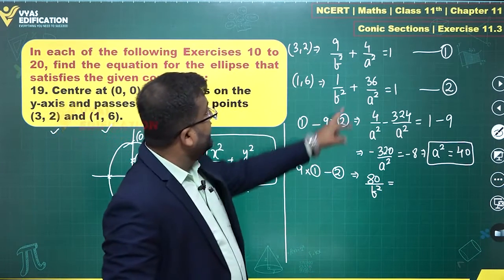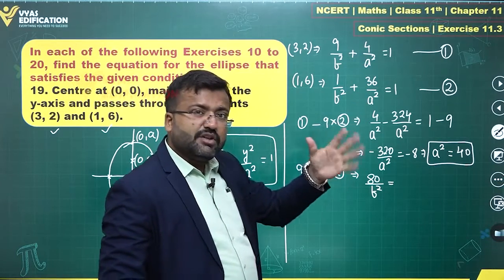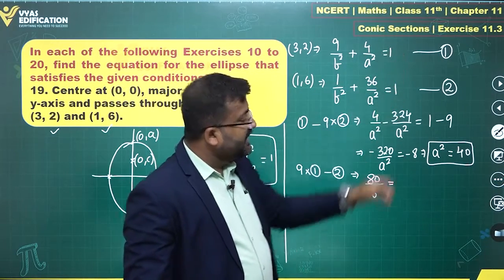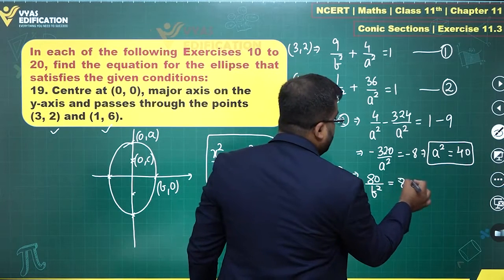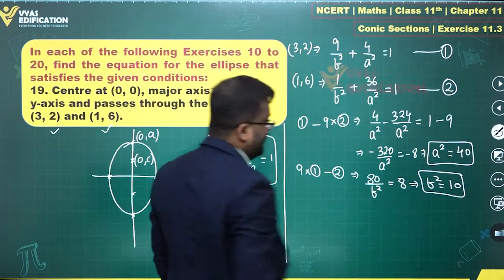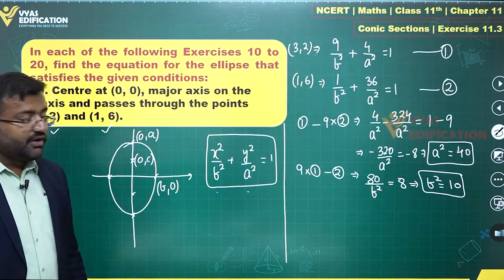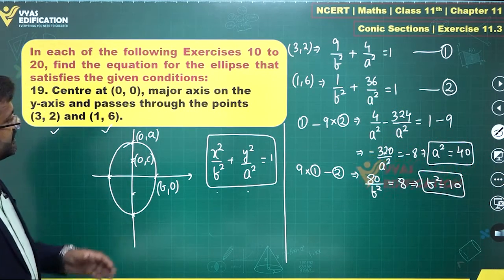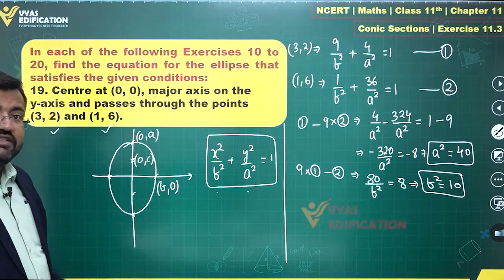And this will be 9 times 4, 36 upon a square minus 36 upon a square is gone. 9 times 1 minus 1 is 8 actually, and that implies that b square will be equal to 10. Okay, so do you observe that b square will be equal to 10? Once we have a square and b square, I can easily write the equation of ellipse with this.